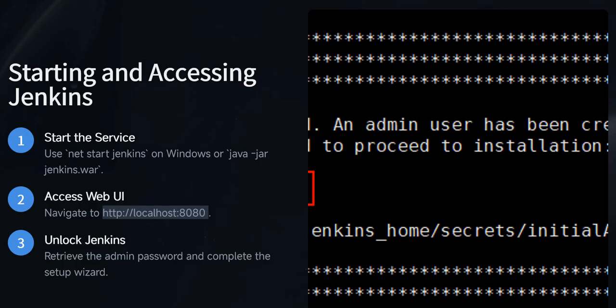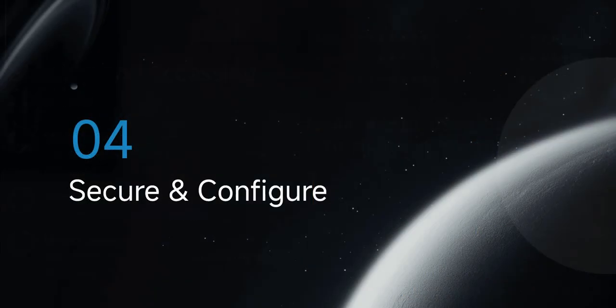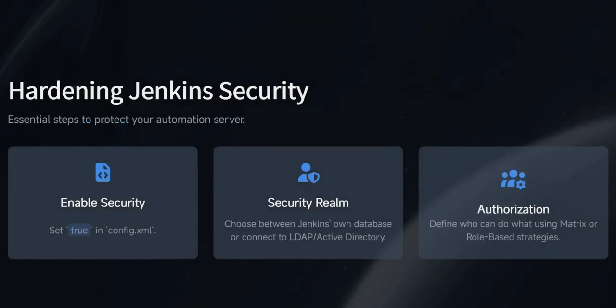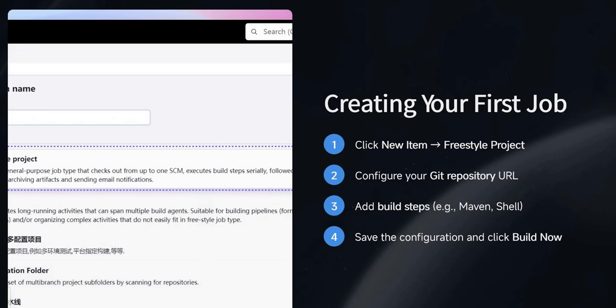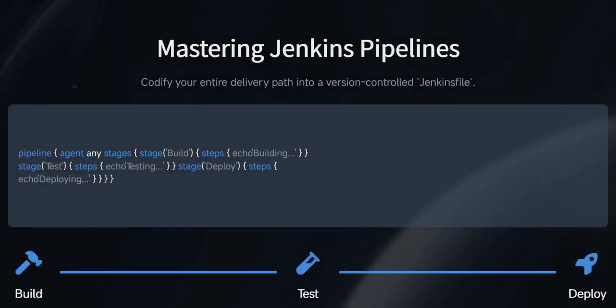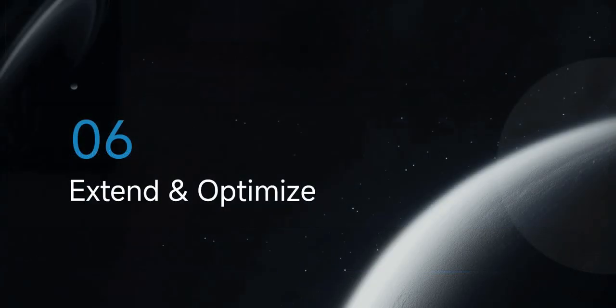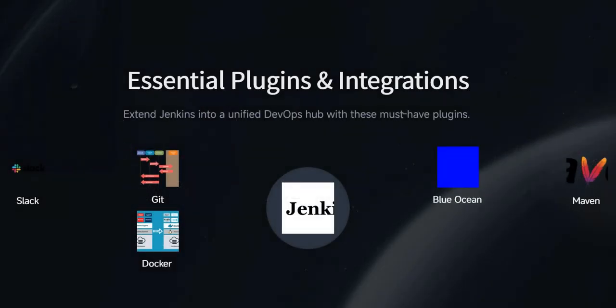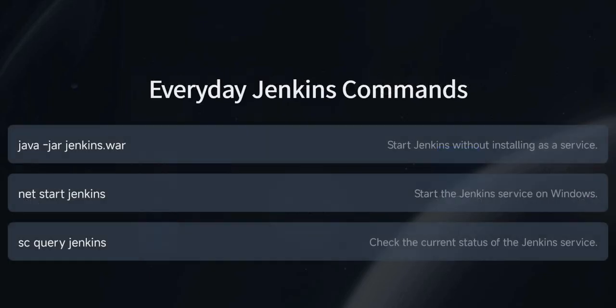First of all I will show you access through the localhost URL, and the initial admin password. From the Jenkins security point of view, we enable security in the configuration file. I will show you a real-time example of how to set this up, and we can define authorization. Then pipeline creation: the agent, stages of build, test and deploy, and plugins like Git, Docker, Jenkins, Blue Ocean and Maven for extension.